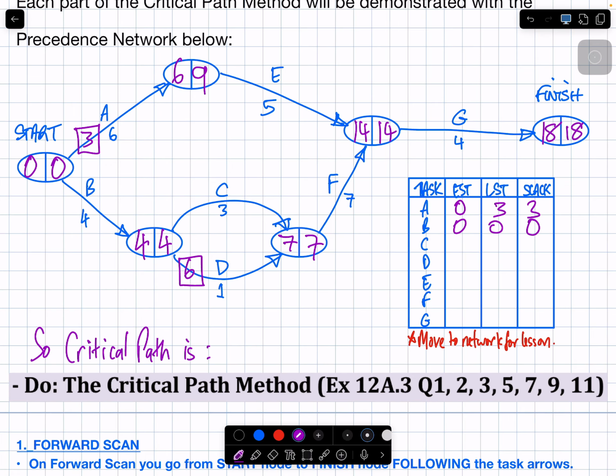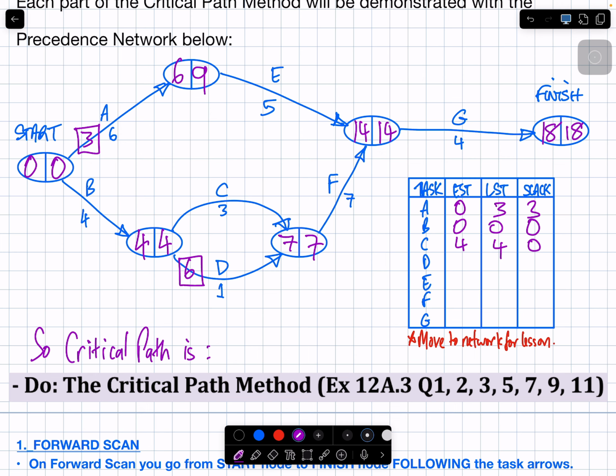Let's look at C. C is this one going up here. What's the earliest time that C can start? It can start at 4. And what's the latest time it can start? Also 4, because that little boxed one is above D. So 4 and 4. Does C have any slack time? I can't slack with C.